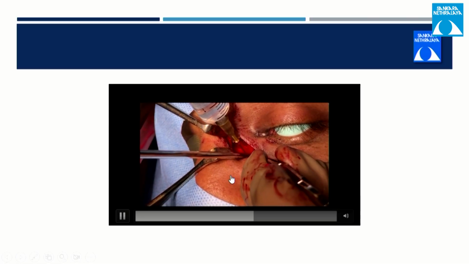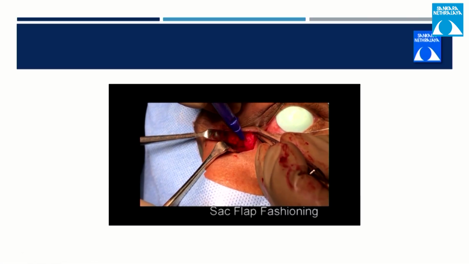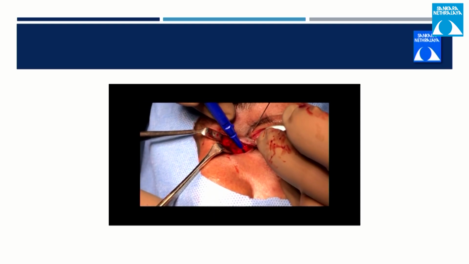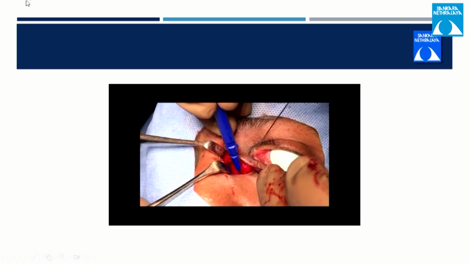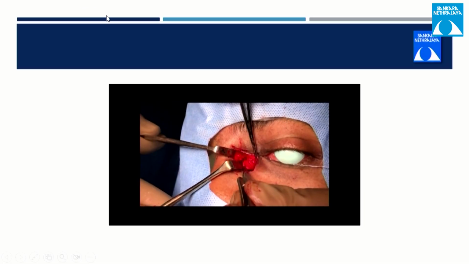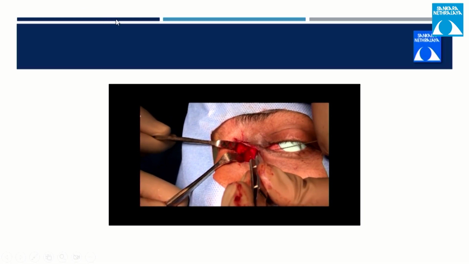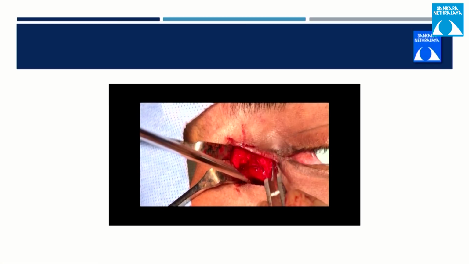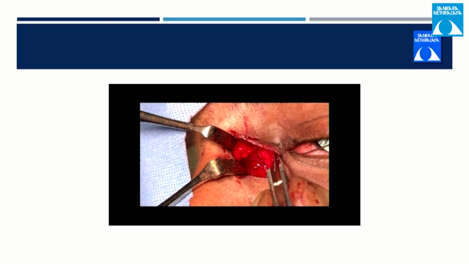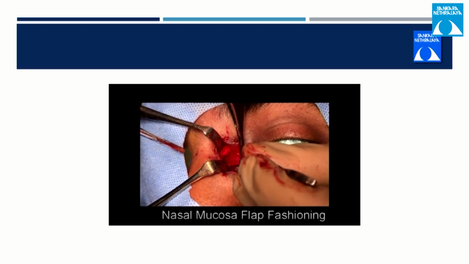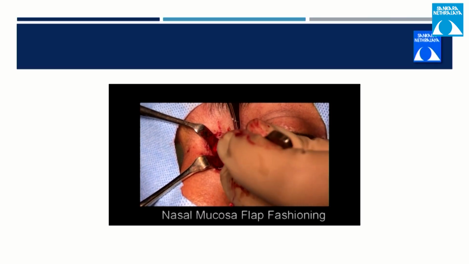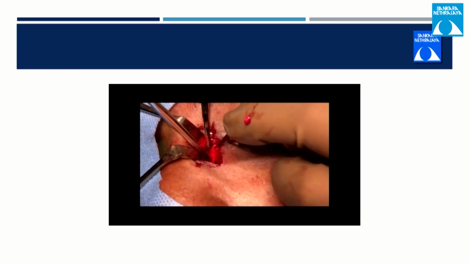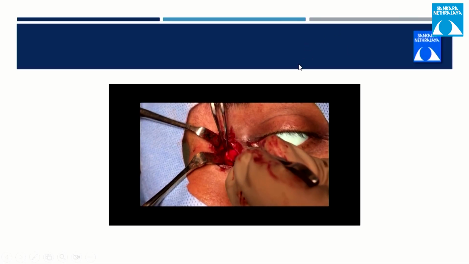Then after you make the ostium, this is the infiltration into the nasal mucosa. Then we fashion the flaps, anterior and posterior flaps. Posterior flaps we generally remove, we only keep the anterior flaps. There are surgeons who suture the anterior flaps and also the posterior flaps. Still I think there are people who follow that, but we generally only suture the anterior flaps. Posterior flaps we remove. The nasal mucosa flap is also raised.